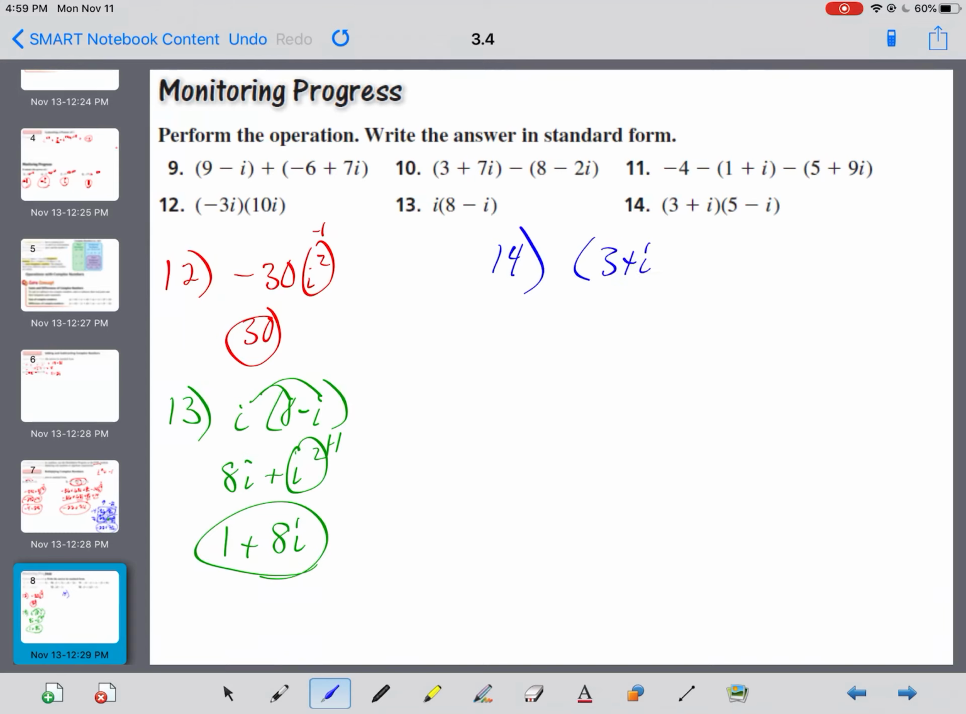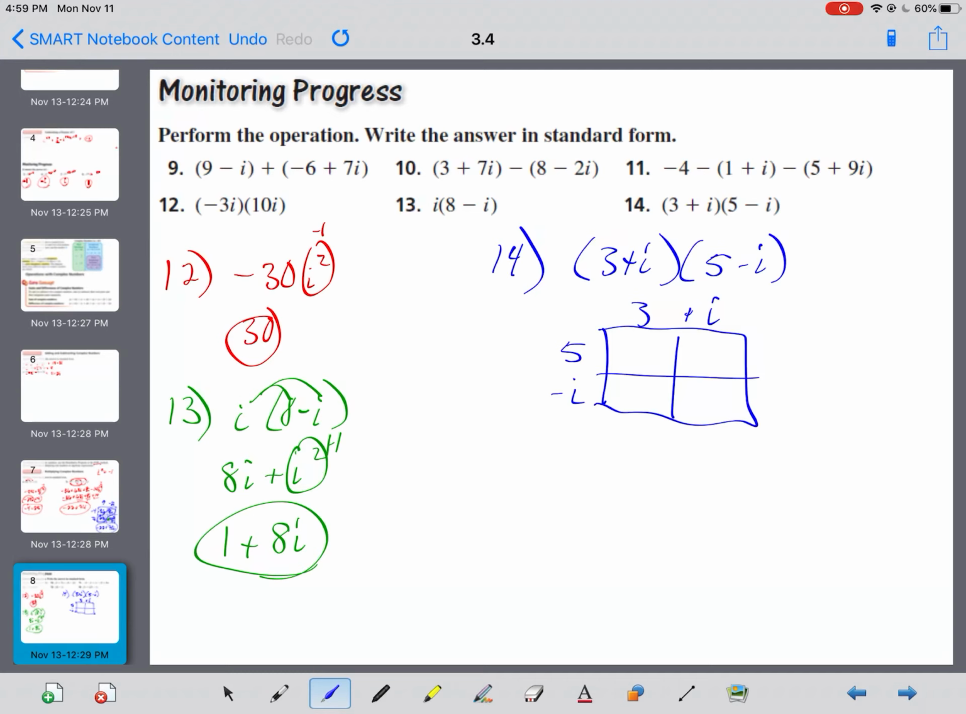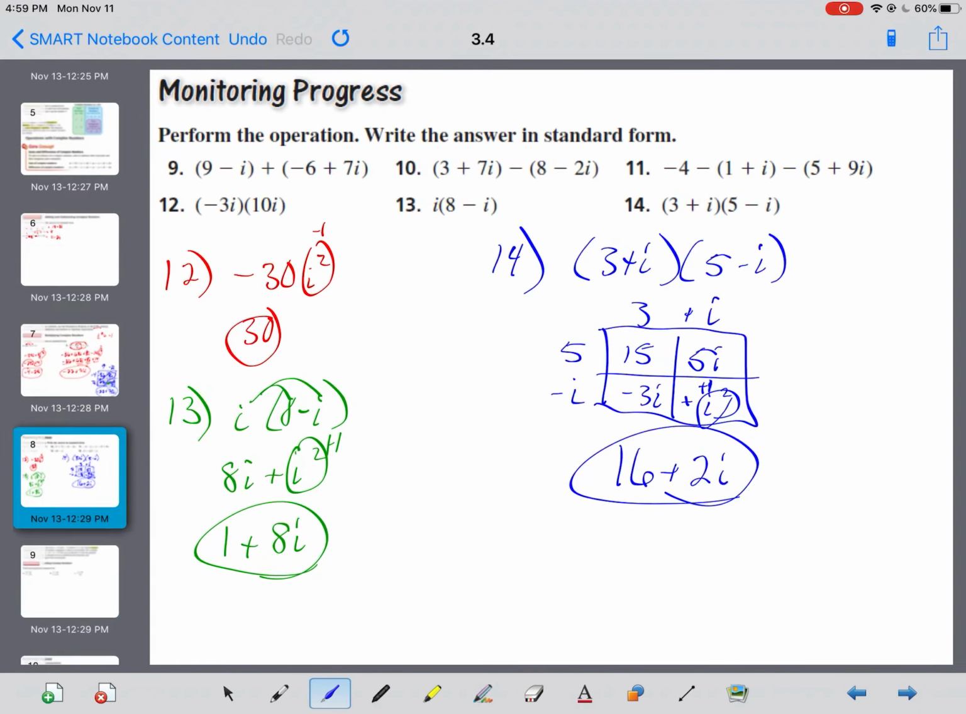14. 3 plus i times 5 minus i. You can FOIL or you can box. This time I'm going to do the box just to show you. 3 and i, 5 and minus i. 5 times 3, 15. 5 times i, 5i. 3 times negative i, negative 3i. And negative i times i is negative i squared. That's important. It's a negative 1. Okay, so negative negative makes positive, so it's positive 1. So 15 and 1 makes 16. And negative 3 and 5 makes 2i. Just like that.